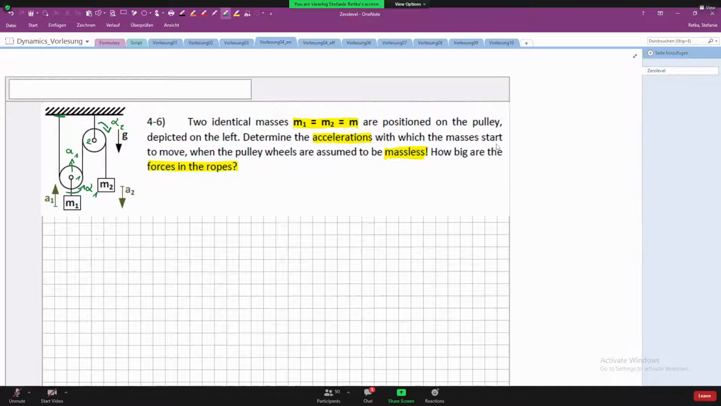Okay. Any questions so far? All right. Once we understood the motion, the direction of the motion, we can derive the kinematic conditions. So that's what we will do next.